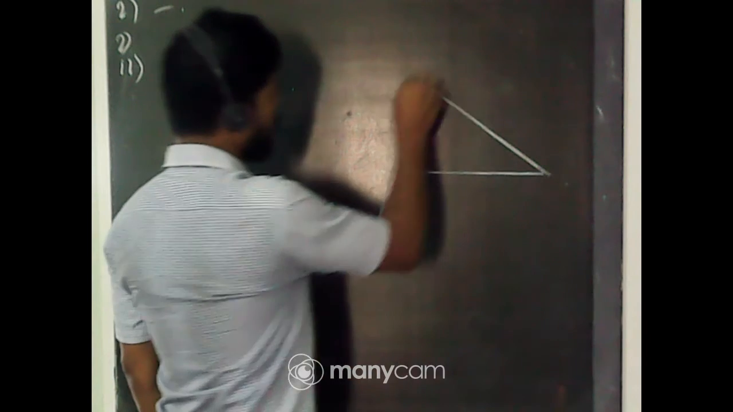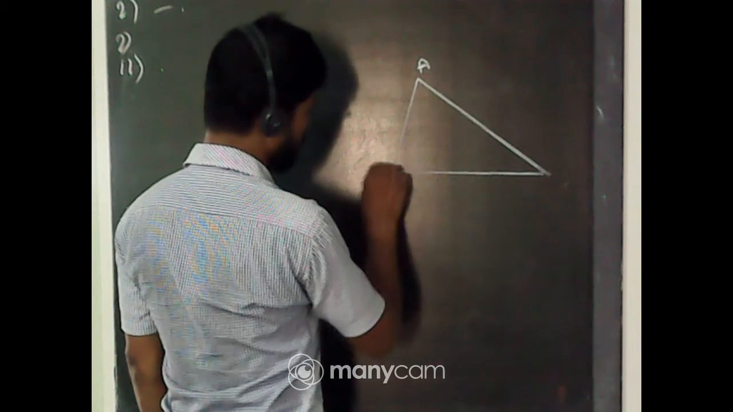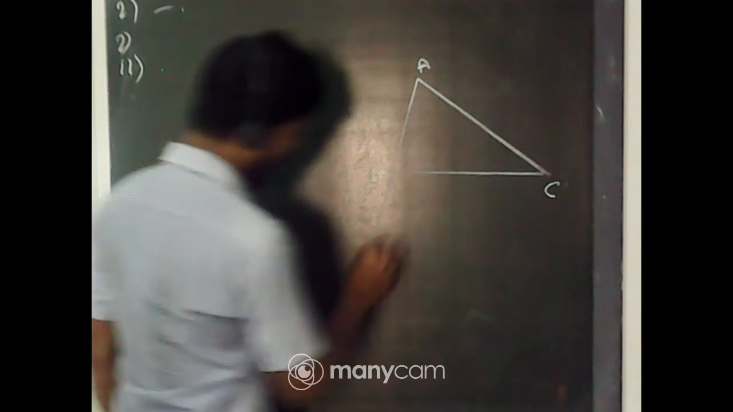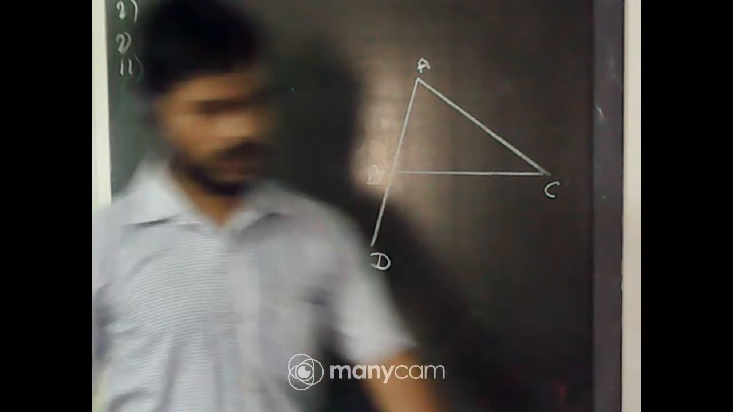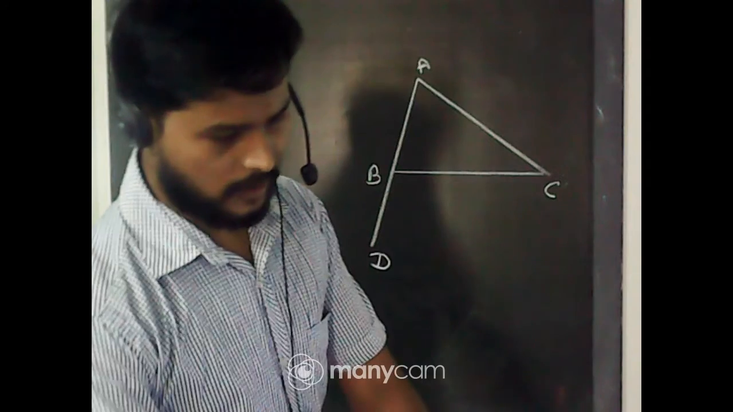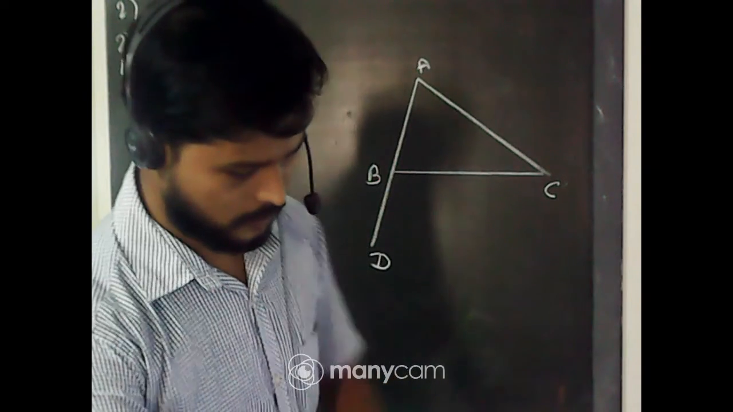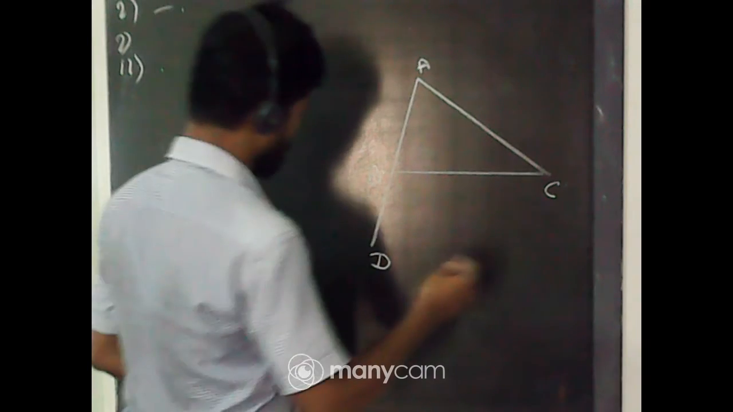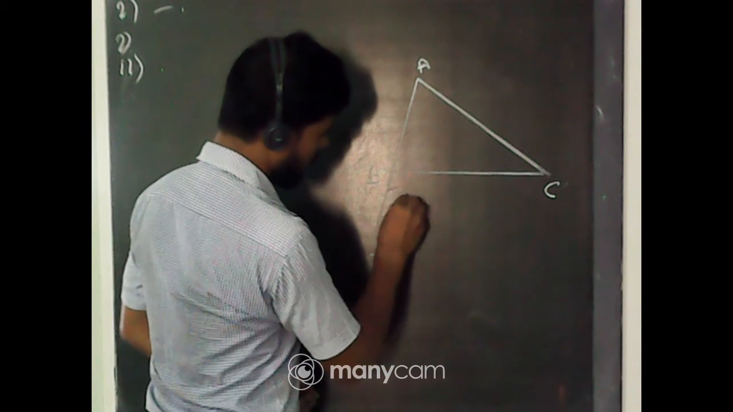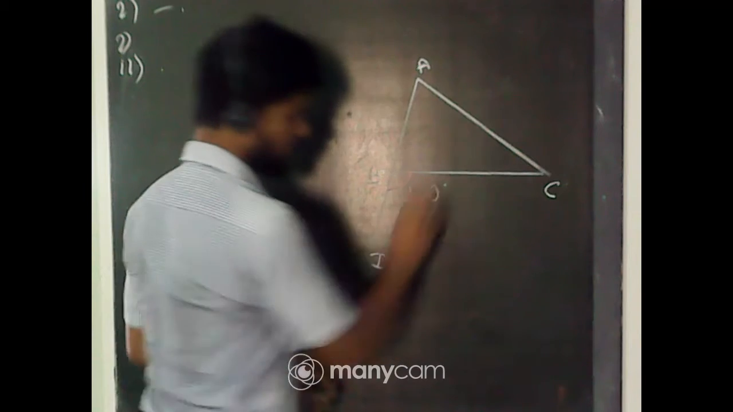Okay, we are naming the triangle A, B, C, and the side AB is produced to the point D. Now we'll write the angles given here. The exterior angle is given as x degree. This angle is given as 100 degree.